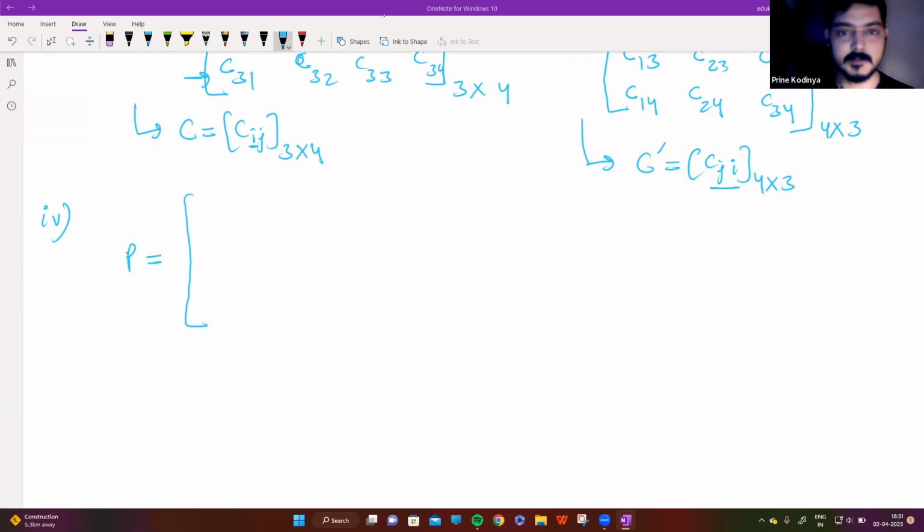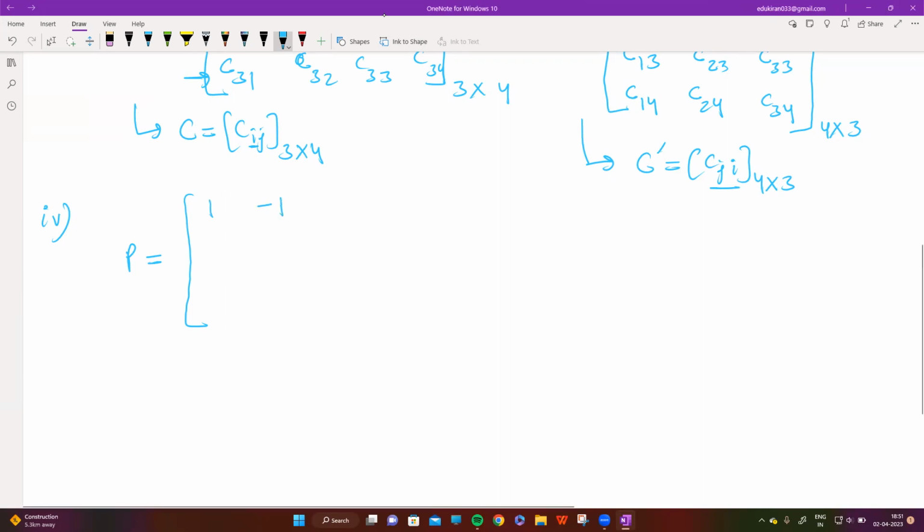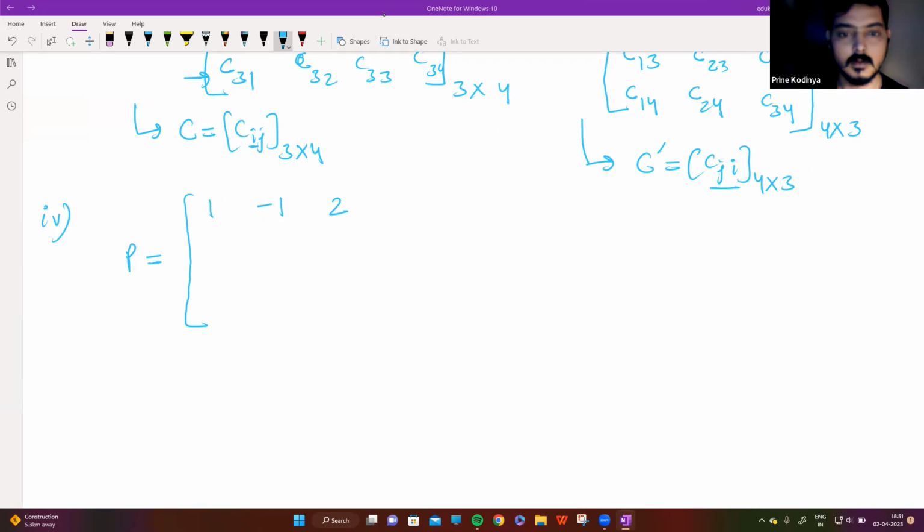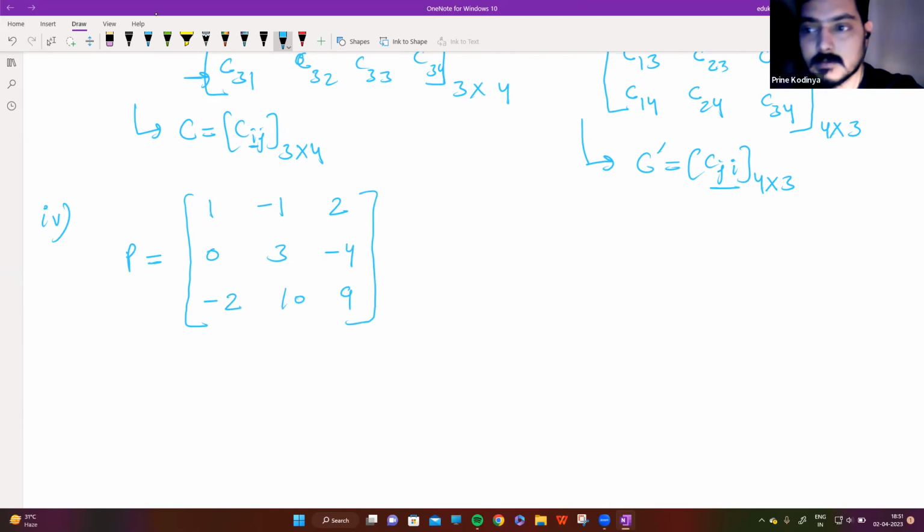So let's say we have this matrix P, which is 1, minus 1, and 2. Then 0, 3, and minus 4. Then minus 2, 10, and 9. So let's say we have this matrix P, which is a square matrix again, right? And all the elements are 1, minus 1, 2, 0, 3, minus 4, minus 2, 10, and 9. Now let's find out the transpose of this matrix.